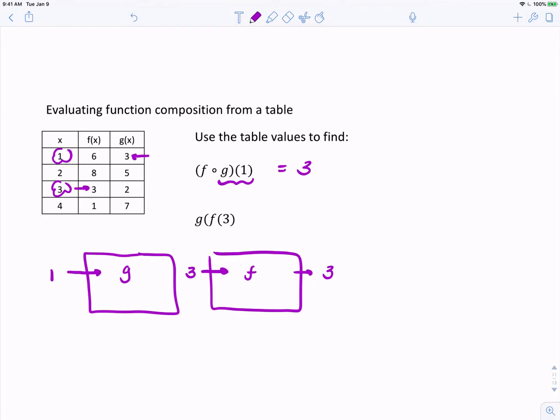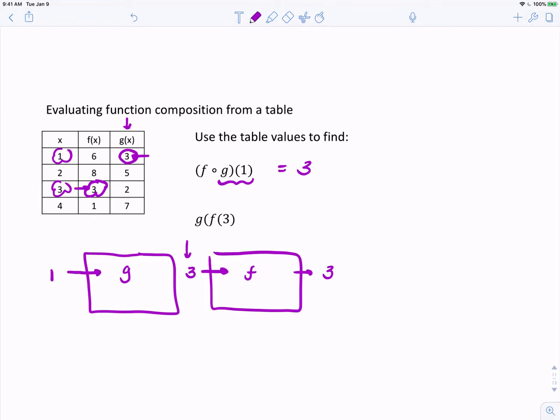Let's do that again. The first thing we did was apply function g. So we asked ourselves, when x is 1, what is g of 1? The table tells us that g of 1 is 3. We took that output and then put that into function f. So when the input is 3, what's the output for f? It happens to also be 3.